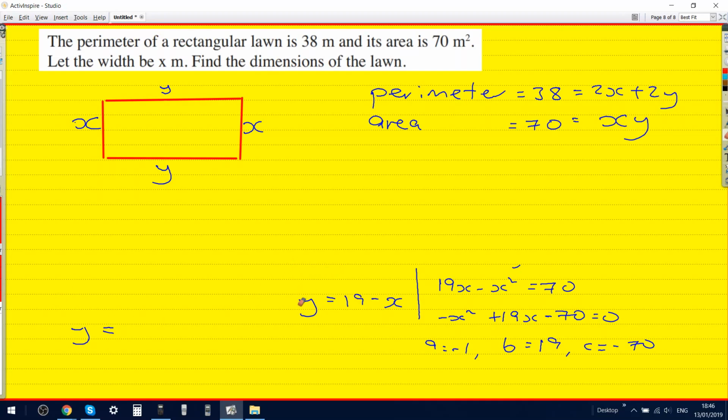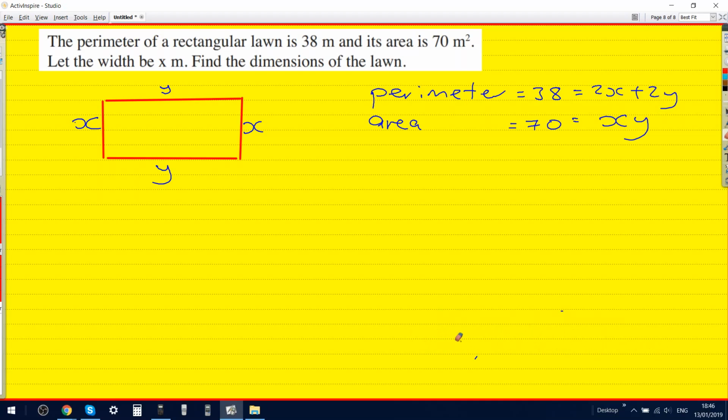Yes. So that would be the length plus the width giving you 19, because it's 2 length plus 2 width for the perimeter. Okay, so basically, length plus width equals 19.